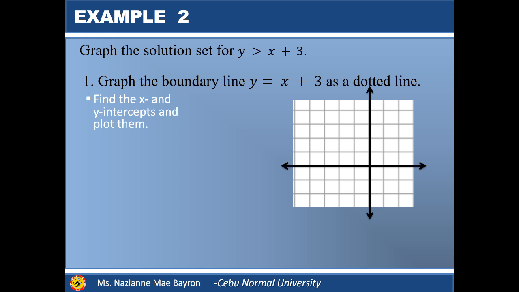Find the x and y intercept and plot them. Okay, if we let y be 0, we will have x equals negative 3. We now have here an ordered pair, negative 3 and 0. Next, if we let x be 0, we will have an ordered pair of 0 and 3.